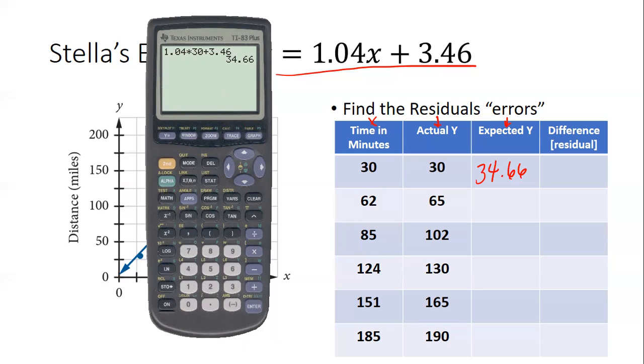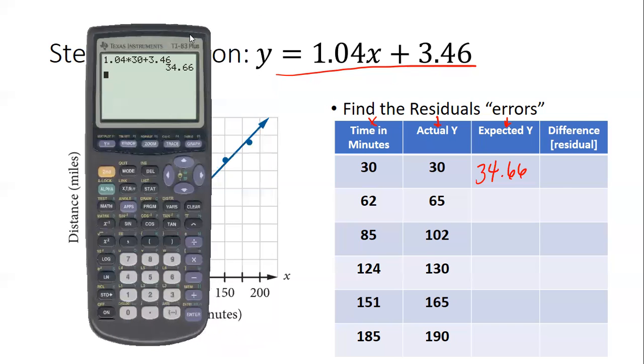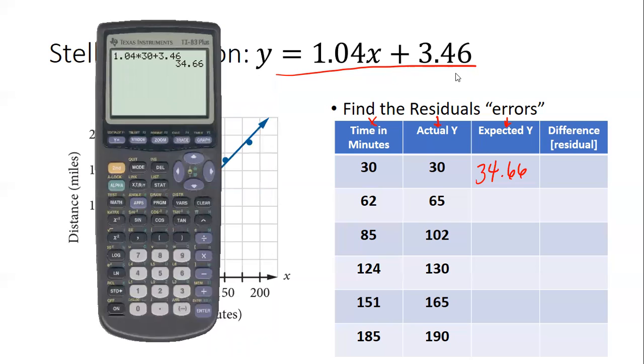Why is this the actual one? Because this is the one that she created. This is her expected. This is what Stella is saying, the best graph for our data. This is your actual, the actual distance they went as they traveled. This is our expected. She estimated a graph to model it. That's what we're figuring.